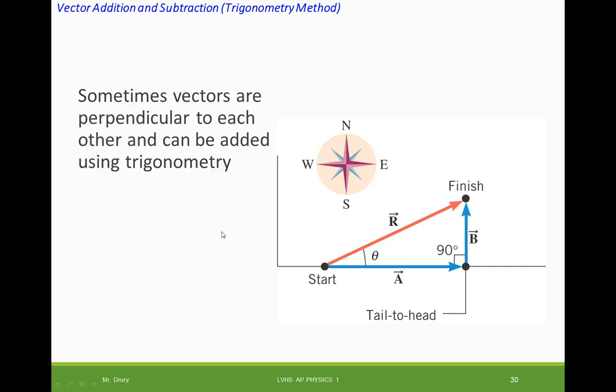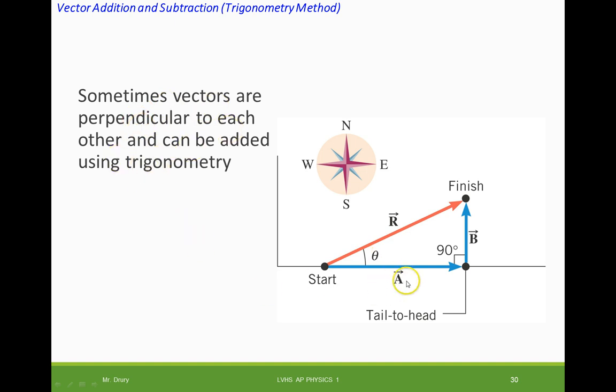Okay, today we're going to be continuing our conversation, our talk on vector addition. But this time, instead of using geometry, we're going to be using trigonometry. In the previous talk, we talked about adding them head to tail and subtracting them head to tail. Now we're going to actually be using the idea of trigonometry to add vectors and break vectors into the components. For example, sometimes vectors are perpendicular to each other and can be added using trigonometry.